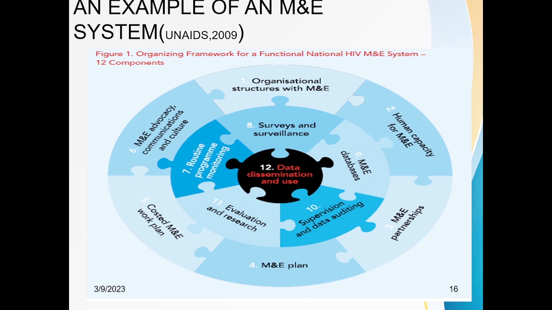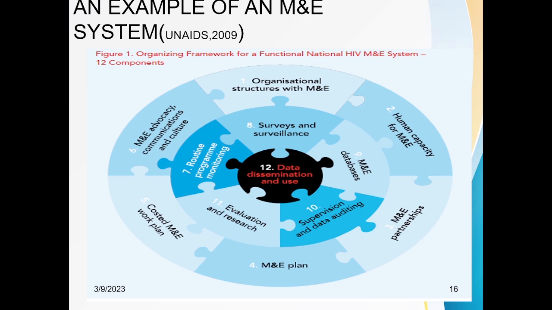This leads into number 9, which is the monitoring and evaluation databases. Where will we be keeping our database? What software shall we be using? Is it Excel? Is it SPSS? Is it Stata? There are so many software options. And then number 10, the supervision and data auditing after the data has been entered. Who are the people responsible for monitoring and supervising this data and also auditing it to see that there is no error in the analysis? Then number 11 is evaluation and research.